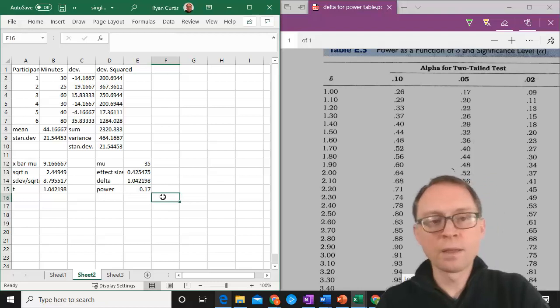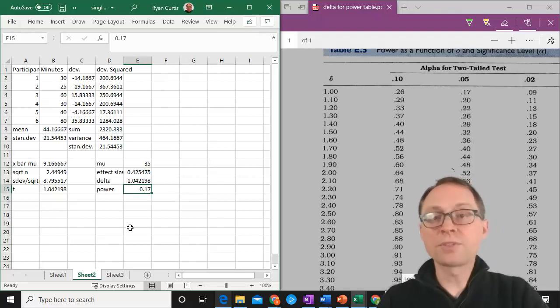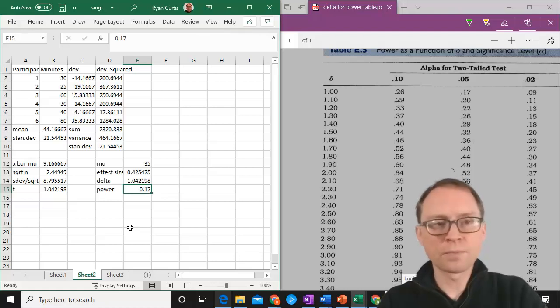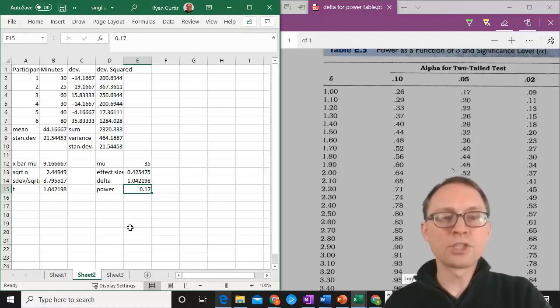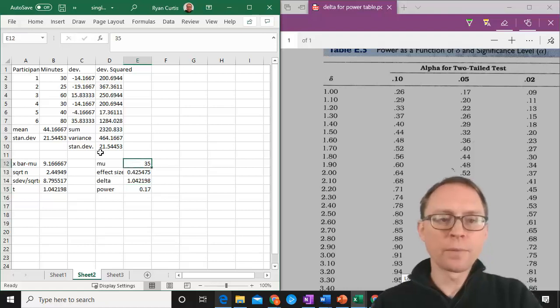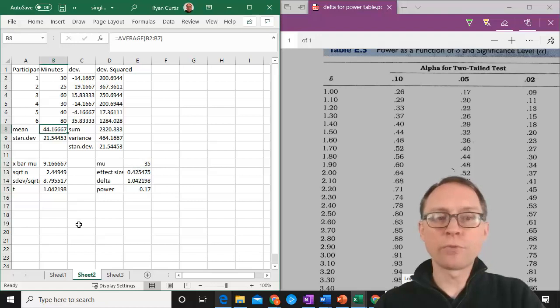That means that if my hypothesis is correct, then I only have a 17% chance of rejecting the null hypothesis. That's what power means. So in this particular case, my hypothesis was that my students spend more time on Tinder than the normal population. Well, the normal population spends 35 minutes on Tinder. That was mu right here. My students spend an average of 44.167 minutes on Tinder, and the standard deviation was 21.54 minutes.